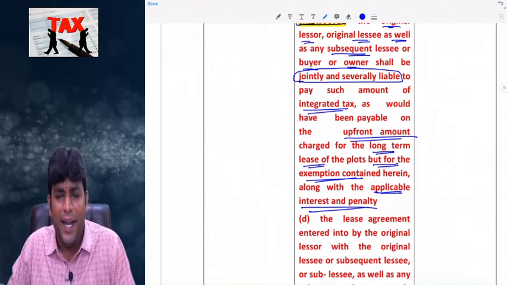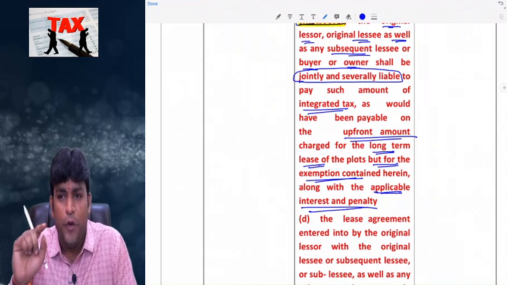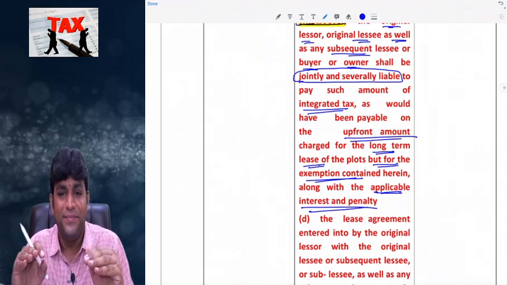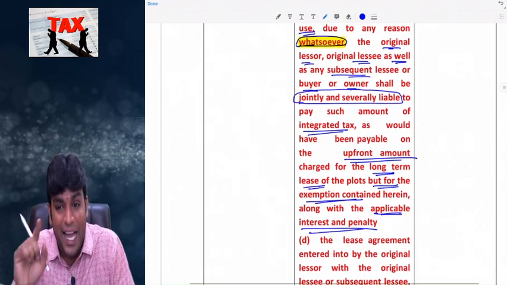So it is important that whatever purpose for which lands are given, that lands must be used only for that particular purpose. If they are not used that way, then gone. All the lessor, lessee, everybody will become jointly and severally liable.